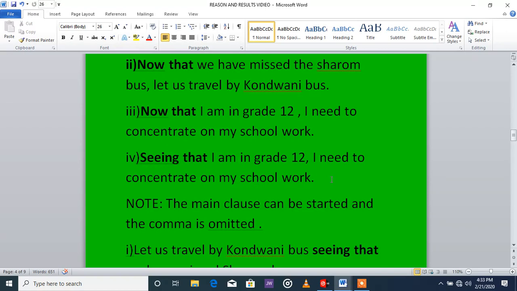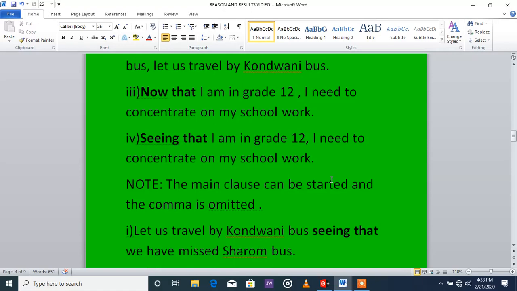So as I'm putting this, I want you to have one idea on how we use "now that" and also how we use "seeing that." You can make your own sentences and try them. If they can work out, then it will be okay.